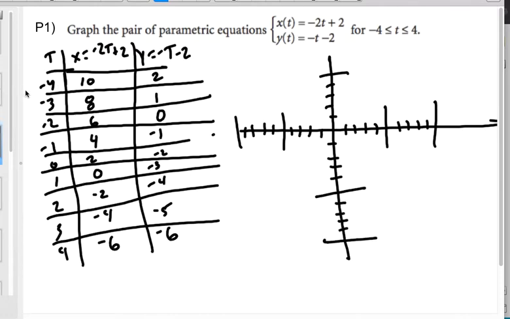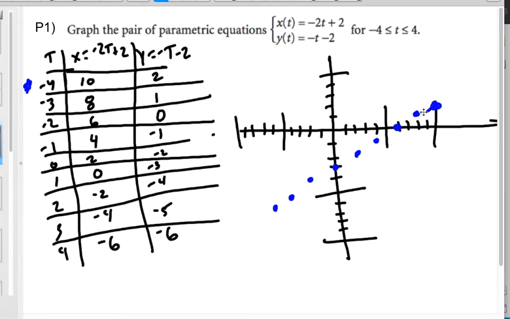So notice that this is my first point, right? So 10, comma 2 is my first point. And again, it doesn't have to be perfect. I should have put a grid here, but didn't. 8, comma 1, 6, comma 0, 4, comma negative 1, 2, comma negative 2, 0, comma negative 3, negative 2, comma negative 4, negative 4, comma negative 5, and negative 6, comma negative 6, which is somewhere in that neighborhood.